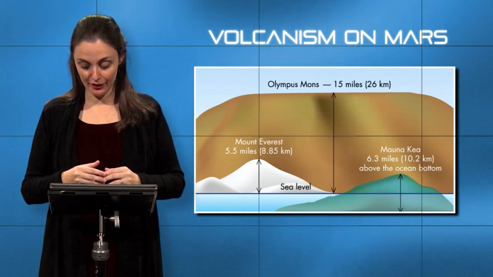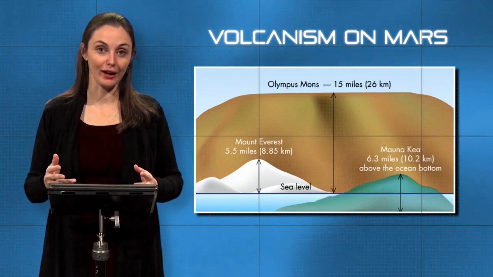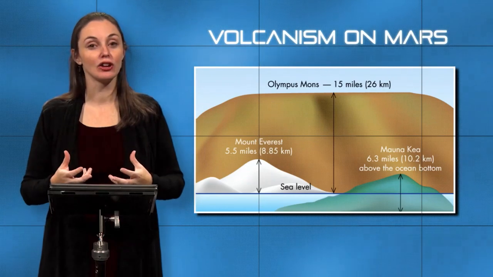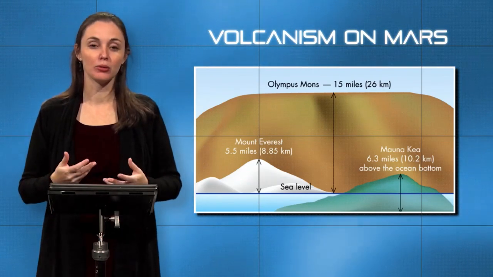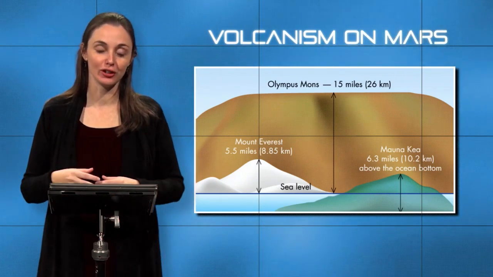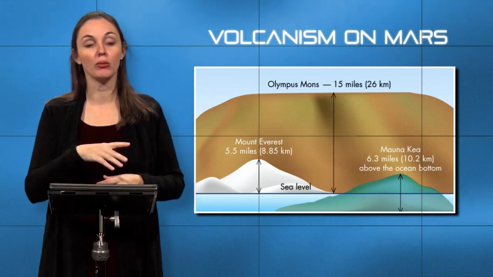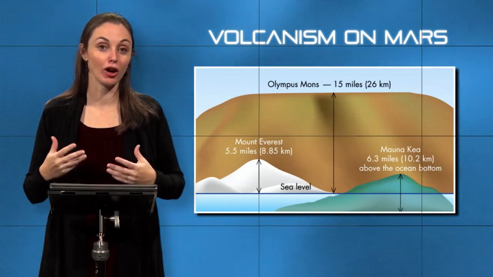Probably at least three times as large as the biggest volcano on Earth, Mauna Kea. So it's capable of being this gigantic, even though it's not an active volcano. So the Mars rover Curiosity could roam, if it really wanted to, if they wanted to send it up Olympus Mons. It could roam all over the place on Olympus Mons, and we're not expecting it to actually erupt anytime soon.